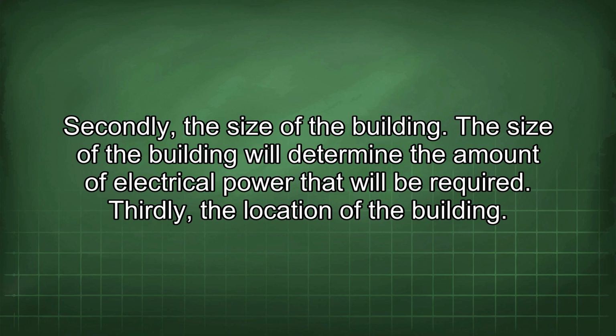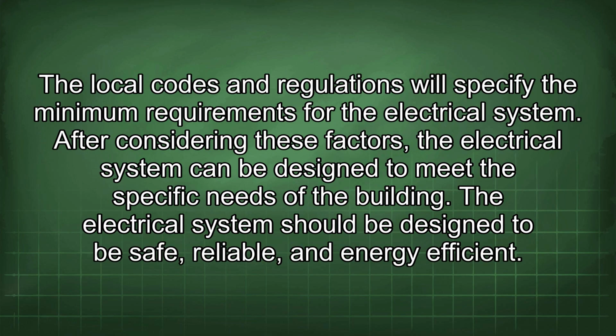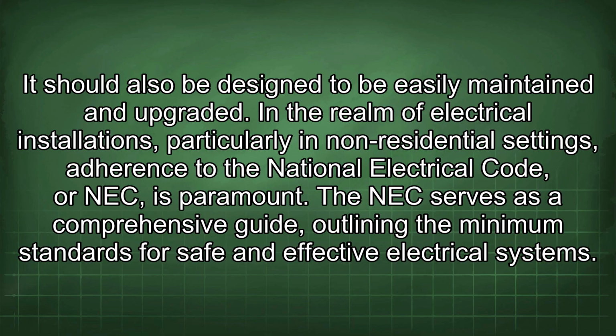Thirdly, the location of the building. The location of the building will affect the electrical service requirements. For example, a building in a rural area may have different electrical service requirements than a building in an urban area. Fourthly, the local codes and regulations. The local codes and regulations will specify the minimum requirements for the electrical system. After considering these factors, the electrical system can be designed to meet the specific needs of the building. The electrical system should be designed to be safe, reliable, and energy efficient. It should also be designed to be easily maintained and upgraded.